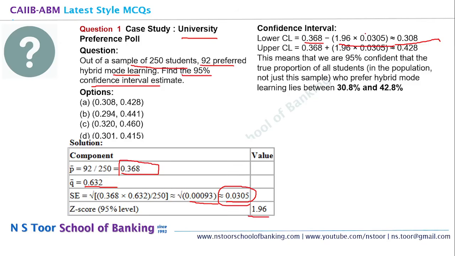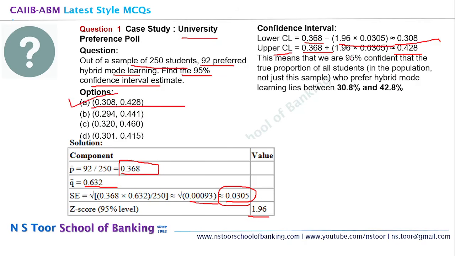This is the lower confidence limit. What is the upper confidence limit? It is equal to 0.368 plus 1.96 into 0.0305, which is equal to 0.428. So what is the interval? The interval is between 0.308 and 0.428. So for me, A is the correct answer for this question.